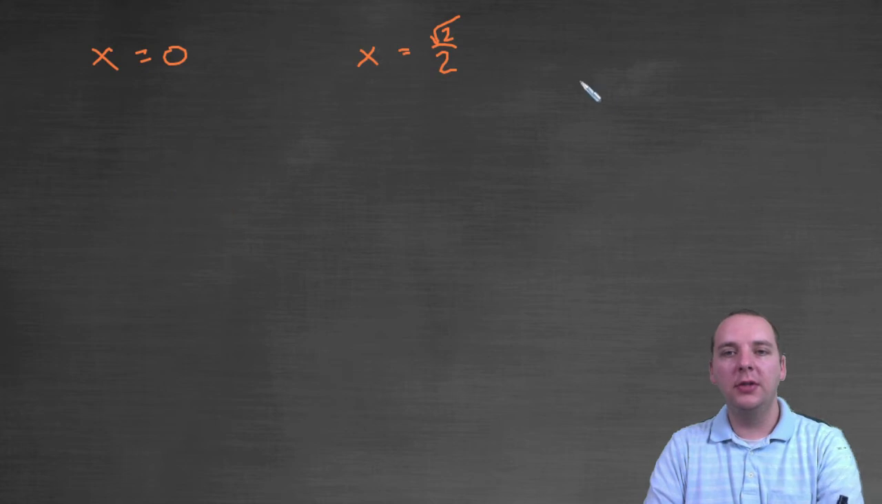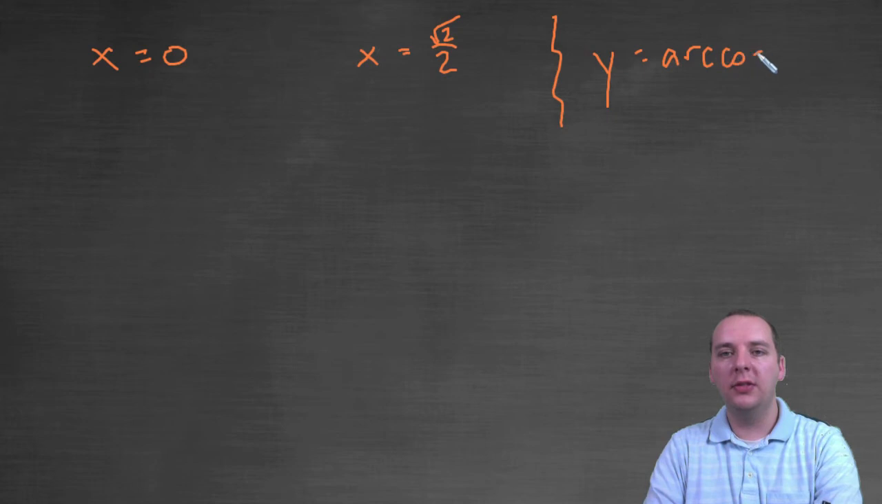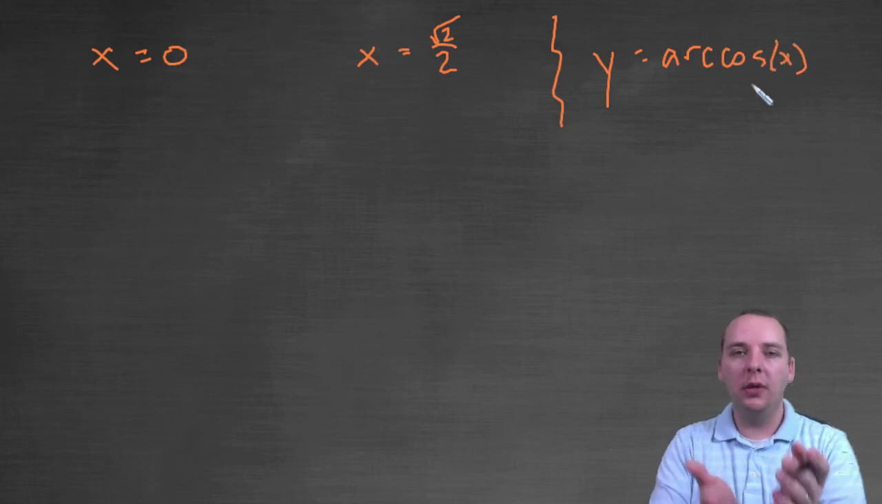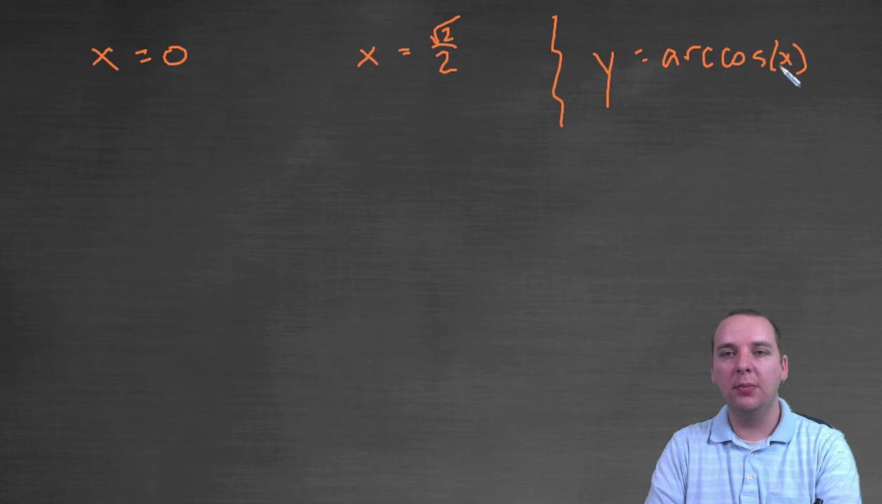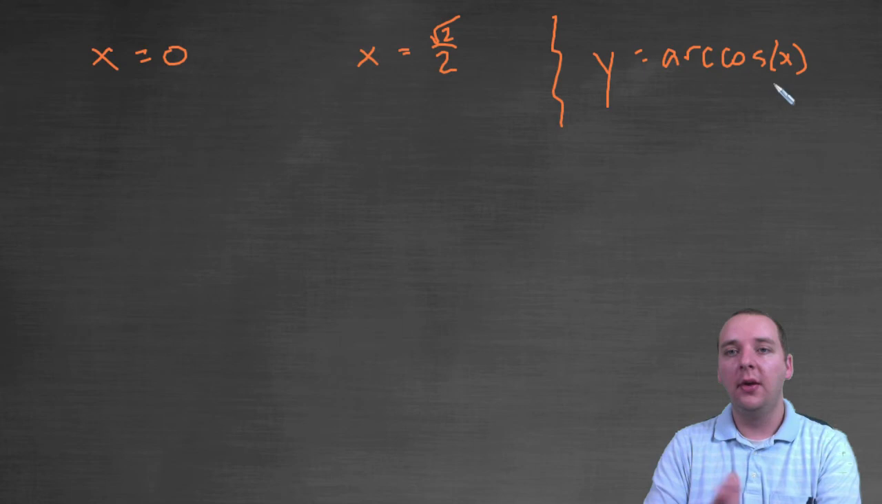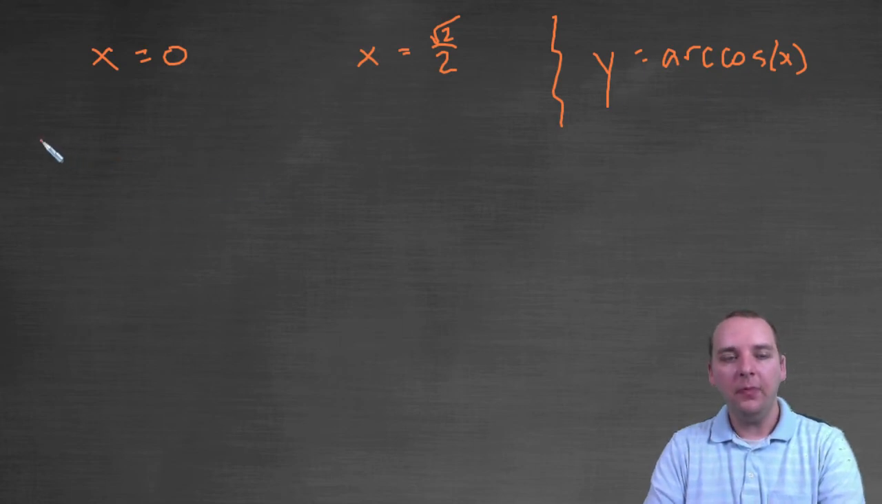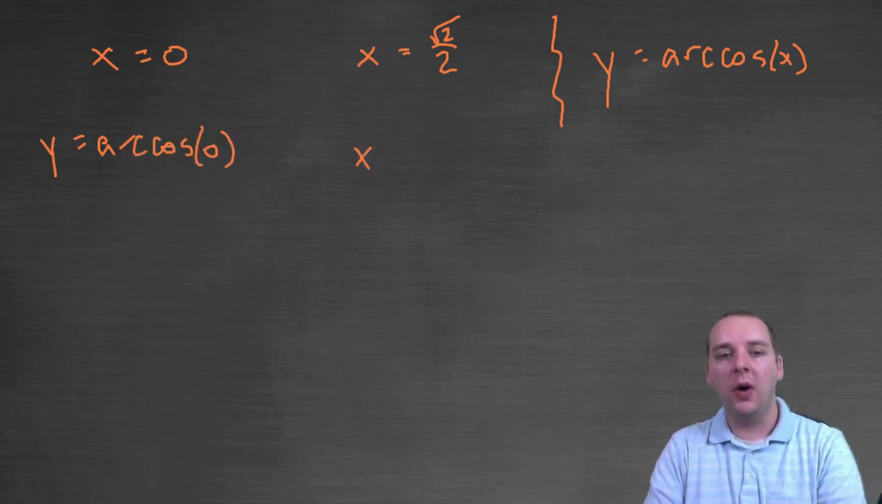But if you remember the conversion, y was equal to arc cosine of x. So to find the equivalent y value, we're going to take these x's and plug them in for x and see what the equivalent y is. You can think of this as a conversion from x's into y's. So here y would equal the arc cosine of 0, and here y would equal arc cosine of root 2 over 2.